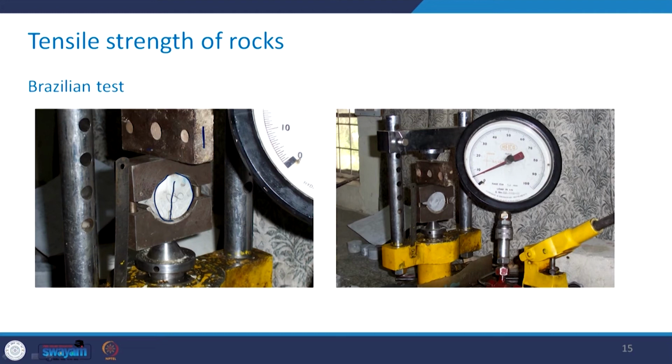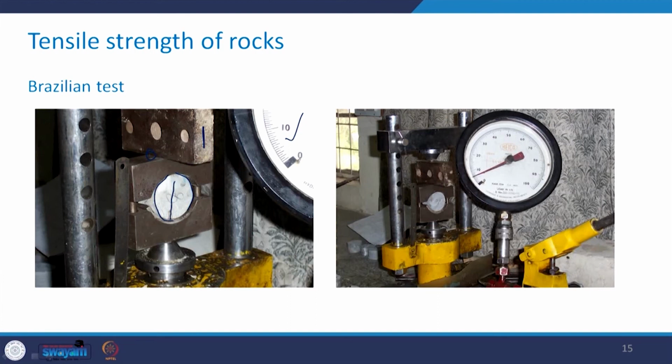Look at how the loading is being applied through this loading platen. There is a spherical ball in between, and we can measure from this dial gauge at what load this has failed. So, another total complete view of this. This was the close up, and see, this is the total view.